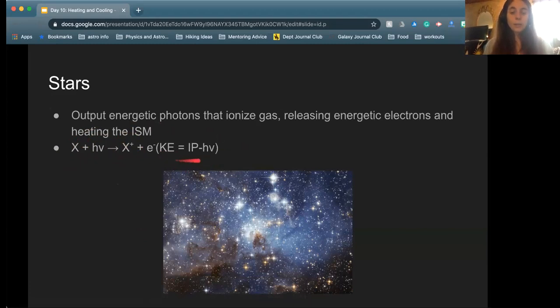So what I put here is that the energy of this electron is going to be equal to the difference between the energy of the photon and the ionization potential of this element. Whatever is left over after you kick off the electron will be taken away in the form of kinetic energy, adding to the temperature, heating the ISM.